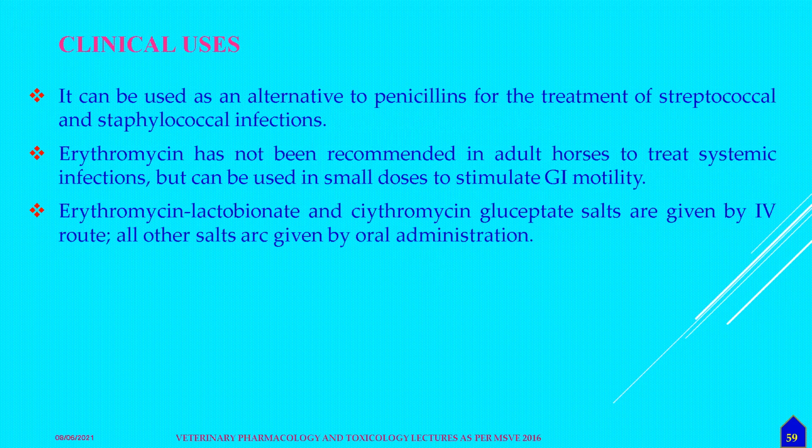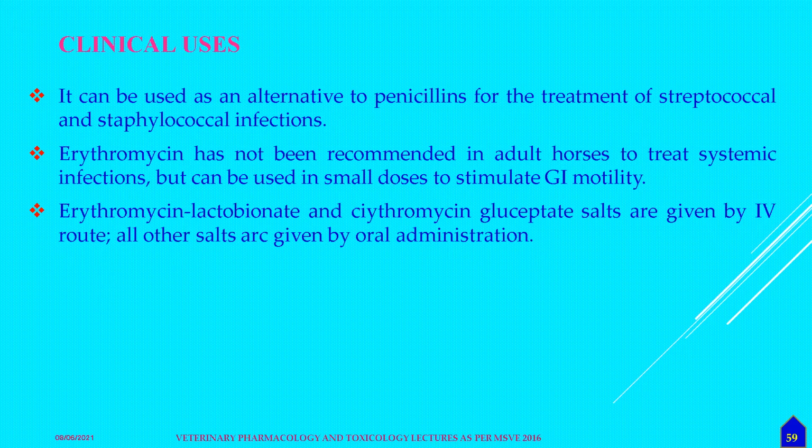And erythromycin has not been recommended in adult horses to treat systemic infections because of diarrhea and other complications, but it can be used in small doses to stimulate GI motility. Of course, we need not use erythromycin because we have many other prokinetics, like metoclopramide, which is a potent prokinetic. The erythromycin lactobionate and the erythromycin gluceptate salts are given by IV route. All other salts are given by the oral route.